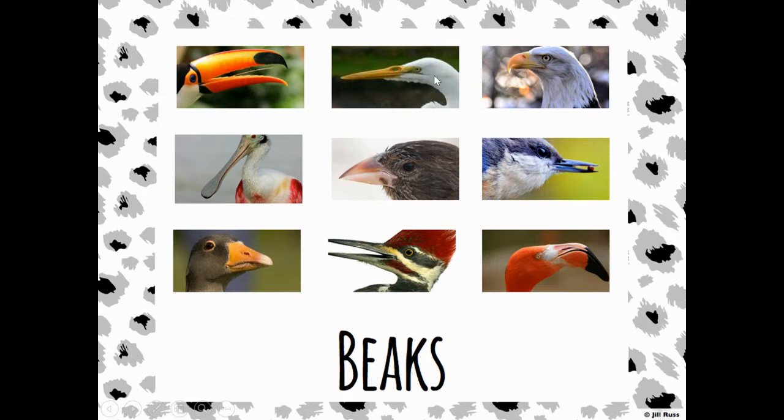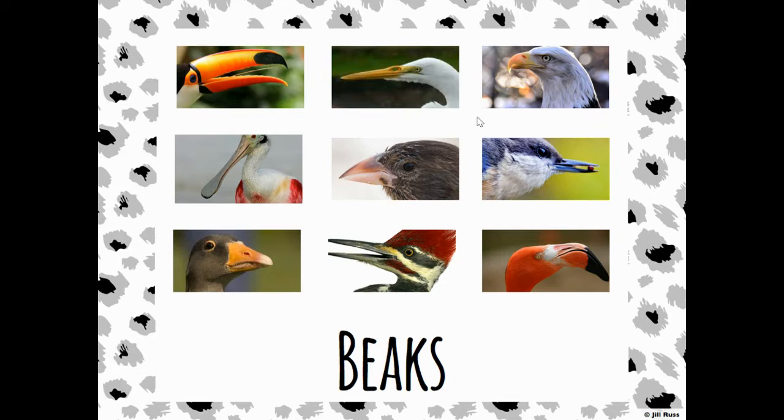This egret, right here in the top middle, uses its beak to grab small prey like snails and crayfish in the water, and to spear or stab, would be another word to use, larger prey such as frogs and snakes. So it needs that long, skinny beak.